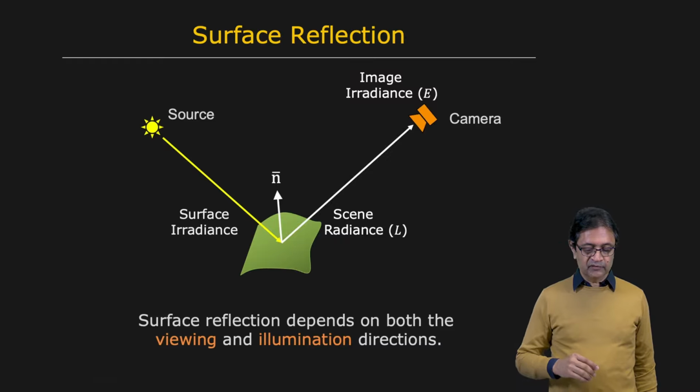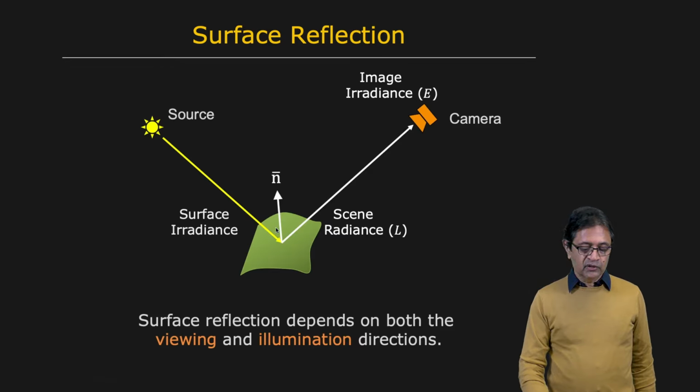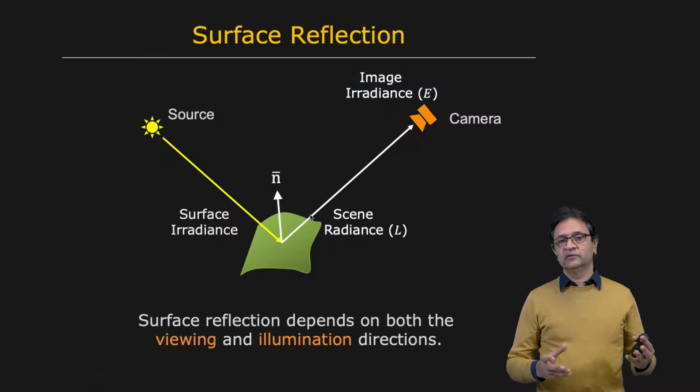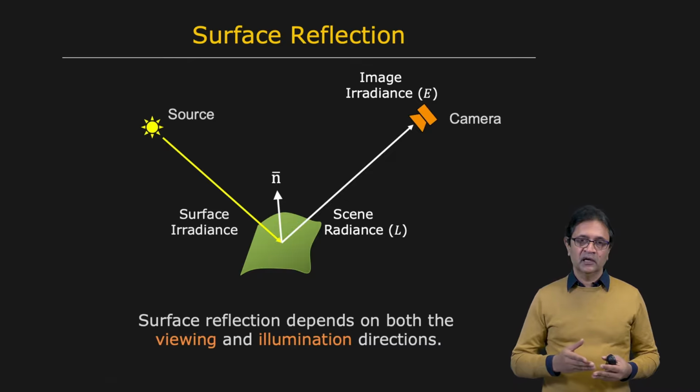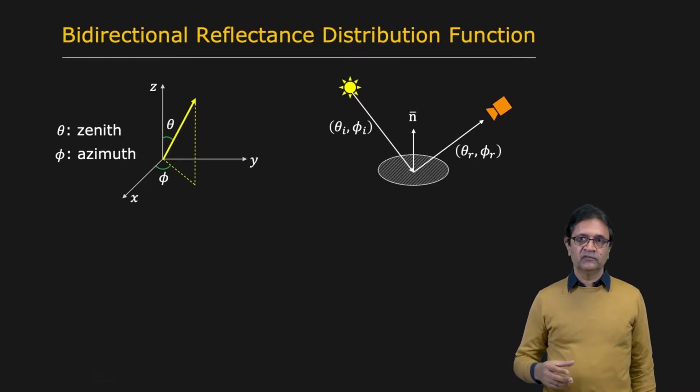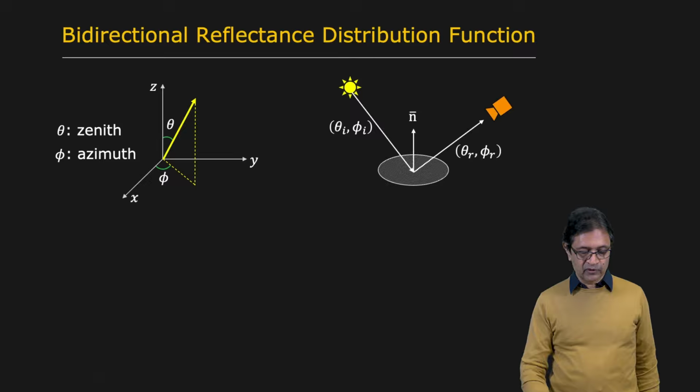So that brings us to surface reflectance. We see that there are two directions that are important to us. One is the direction from which the light arrives, and the second is the direction in which light is being reflected and observed. So to represent the reflectance properties of any material, we want to be able to describe its properties both in terms of the illumination direction and the viewing direction or the reflection direction. So that brings us to the bidirectional reflectance distribution function. Bidirectional because of these two directions that are important to us.